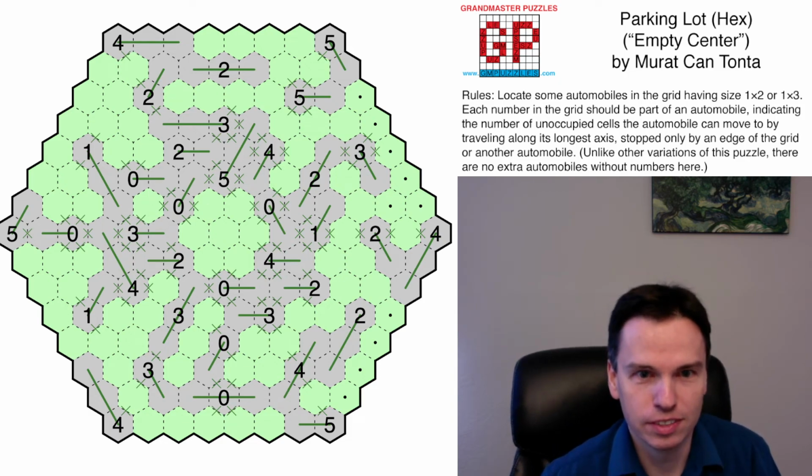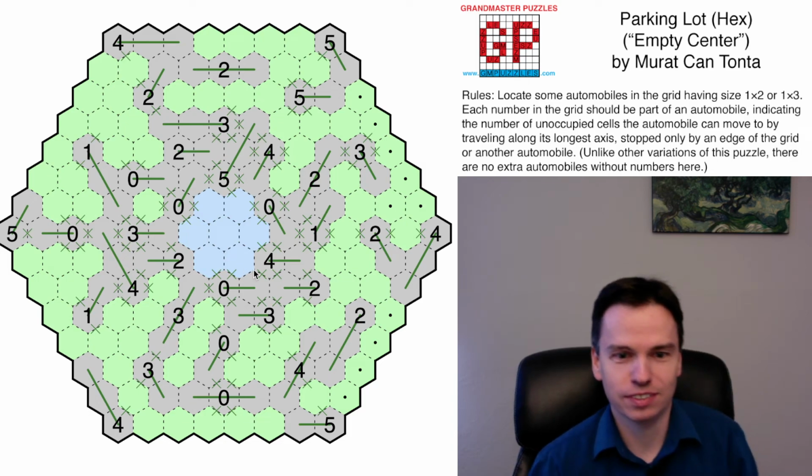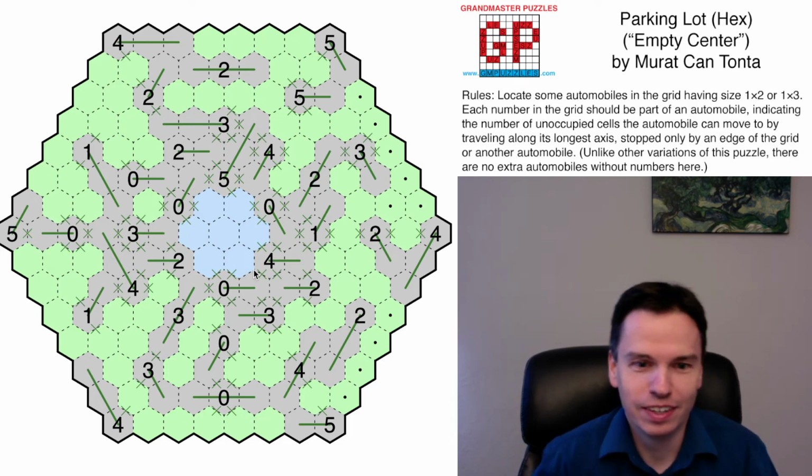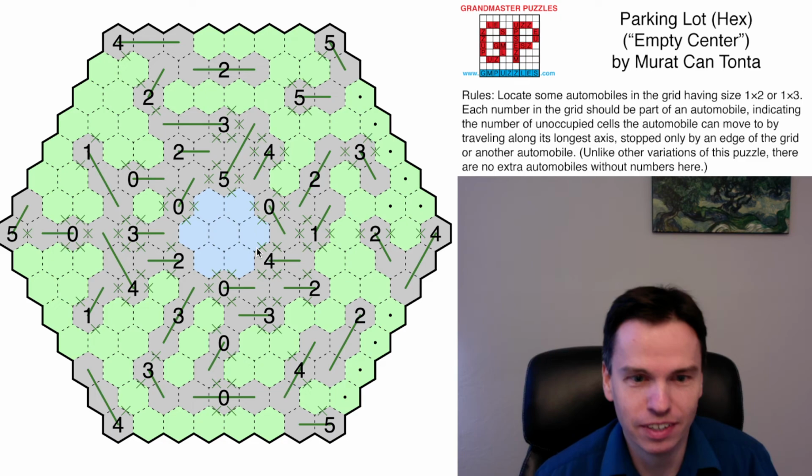And it looks like there's an Easter egg at the end. Notice that empty center at the start. It's an empty center in the finish. This parking lot doesn't like to use those 7 cells in that internal hexagon. So really great Sunday Stumper.